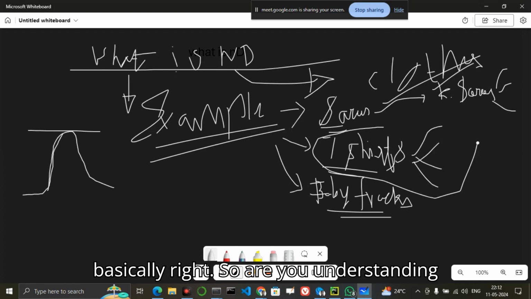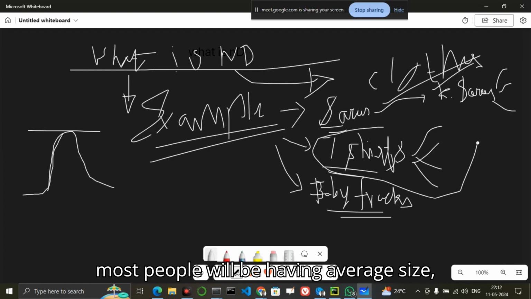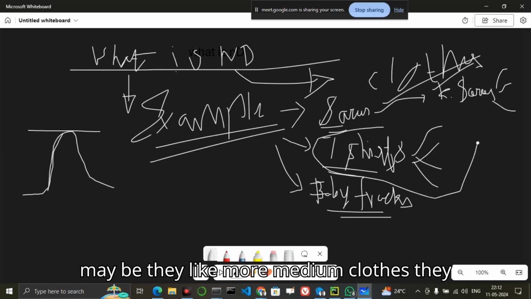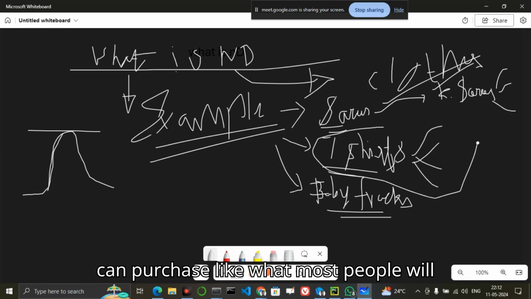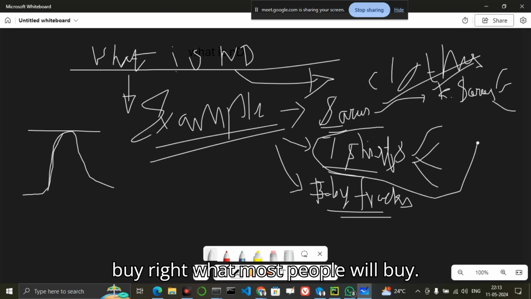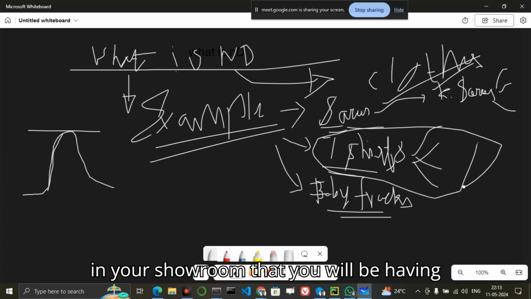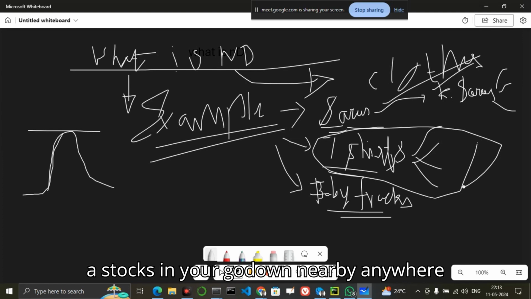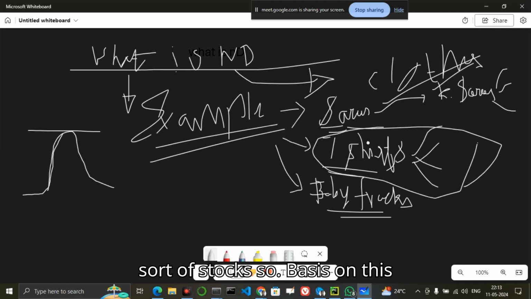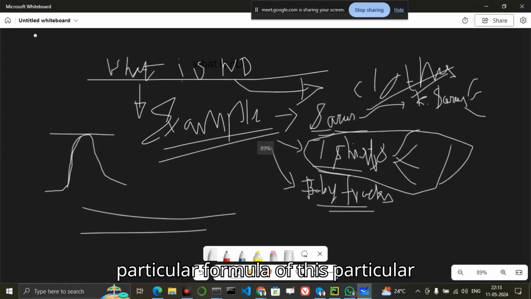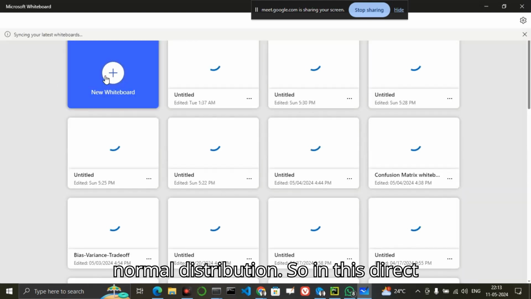So are you understanding what you are understanding? Most people will be of average size, and some may buy medium clothes, like what most people will buy, right? What most people will buy, you will have stocks in your showroom and in your godown nearby. So based on this example, we'll try to understand one particular formula of the normal distribution.